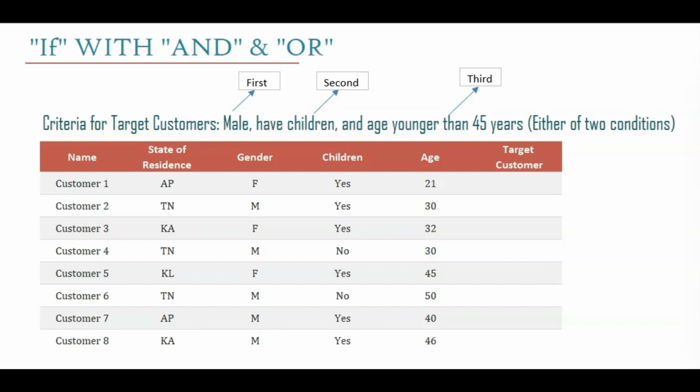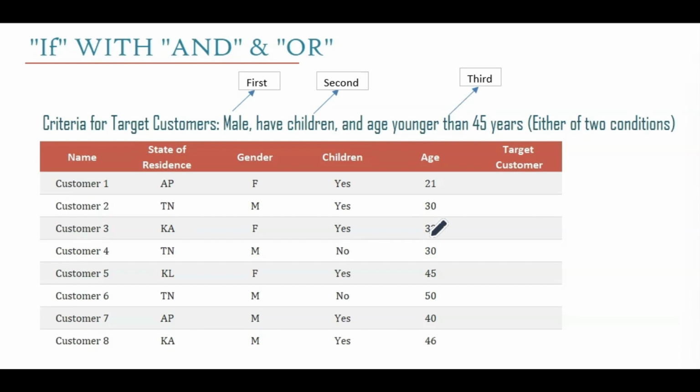Before we soar into the advanced features, let's lay the groundwork. We'll be working with a data set featuring customers from different states, genders, and age groups. Our mission is to identify the customers who are male, have children, and are under 45, age younger than 45 years. Exciting, right? Let's get started.